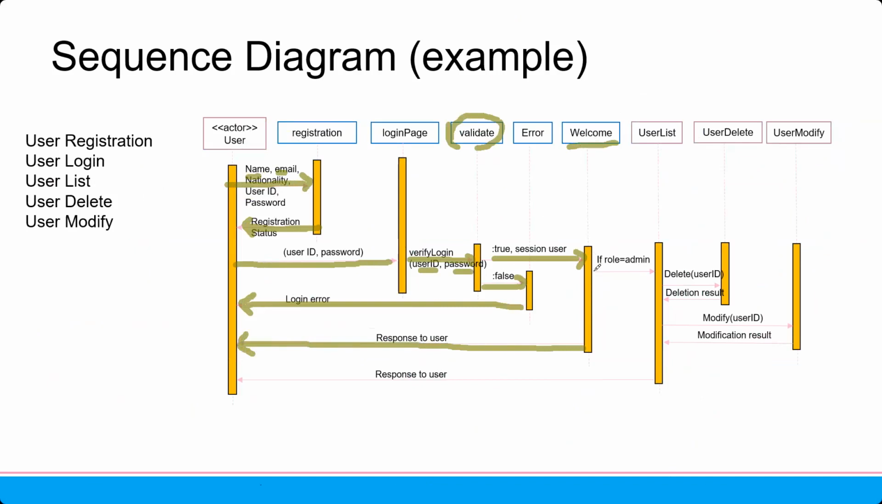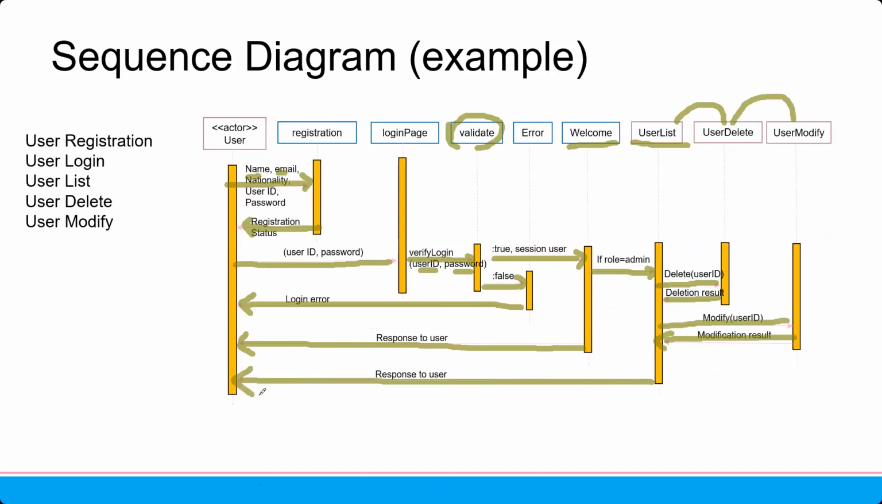After you are in the welcome page, if your role is admin, you can see all the user lists. And then you can delete any user ID. You can modify any user ID. So if you do something in this user list related to the user delete and user modify, the result will be delivered to the user. This kind of sequence diagram will give understanding to the people who want to use your program.